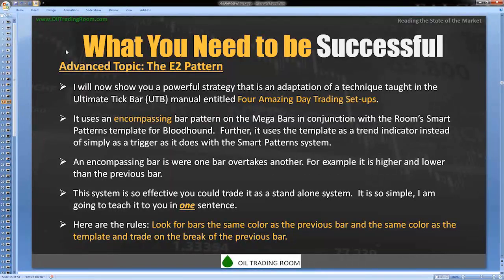Okay, E2 pattern. I'm going to show you a powerful strategy that is an adaptation of a technique taught with the ultimate tick bar in the manual called 4 Amazing Day Trading Setups.